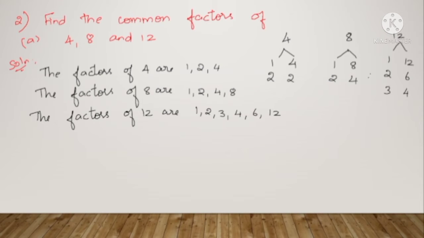Now we have to write the common factors. So what are the common factors of 4, 8 and 12? 1 is present and 2 is present, then 4 is present. So therefore the common factors are 1, 2 and 4. 1, 2 and 4 are the common factors for these numbers. B: 5, 15 and 25.